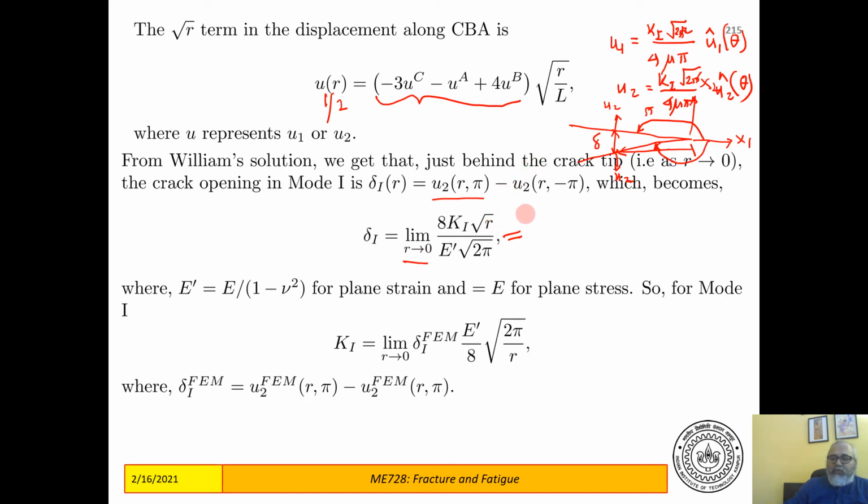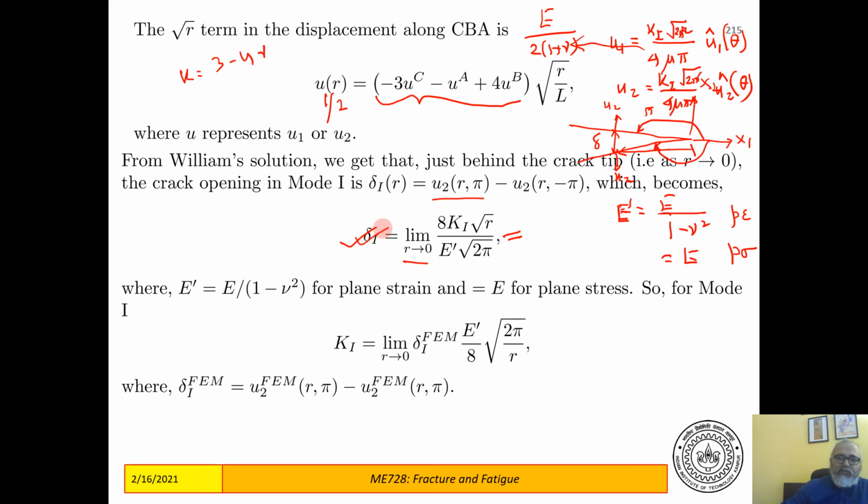If you take this, you have to remember that E prime turns out to be E by 1 minus nu square in plane strain, and is equal to E in plane stress. With this, we have replaced, in the formulas that are given in the notes, mu by E divided by 2 into 1 plus nu. If we make that replacement and use, for plane strain, kappa equal to 3 minus 4 nu, and for plane stress use whatever expression is there, we will get this easily.